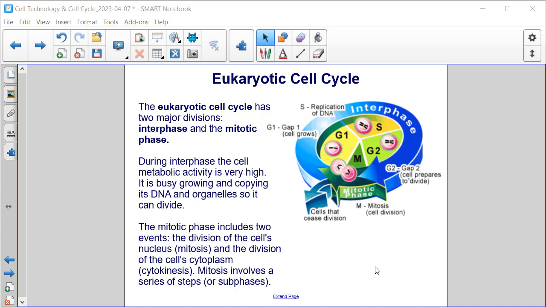During interphase, the cell's metabolic activity is very high. It is busy growing and copying its DNA and organelles so it can divide. The mitotic phase includes two events, the division of the cell's nucleus, or mitosis, and then the division of the cell's cytoplasm, cytokinesis. Mitosis involves a series of steps, or subphases.